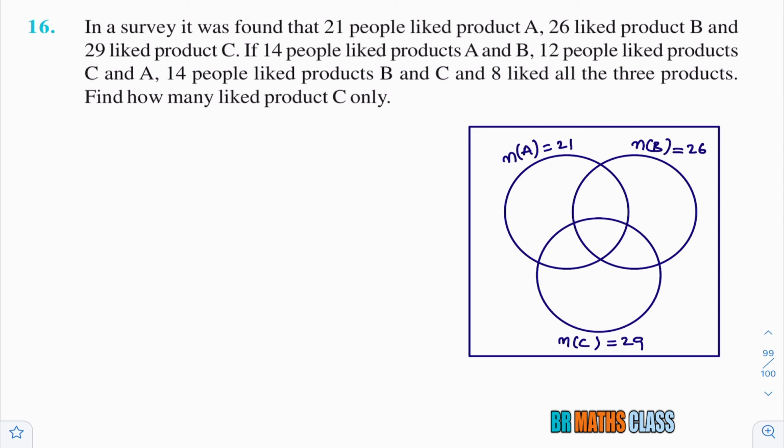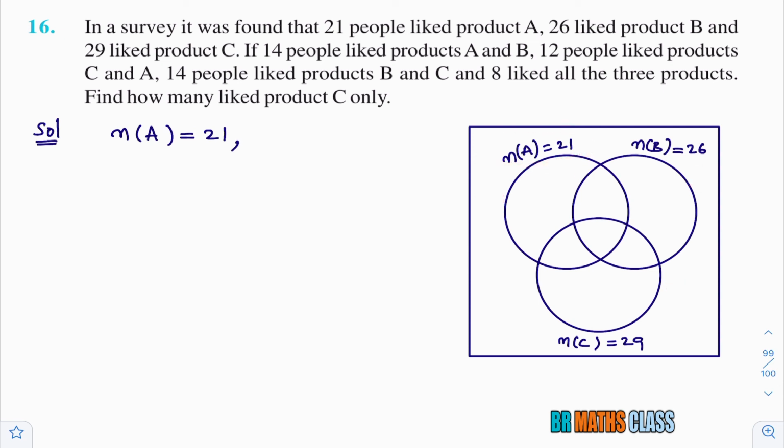Observe the question. In a survey, it was found that 21 people like product A. The number of people who liked product A is 21. So I'll write that first. N of A means the number of people who liked product A. It is given as 21. So the same thing I have written here. N of A is 21. This is set A, this is set B, this is set C.